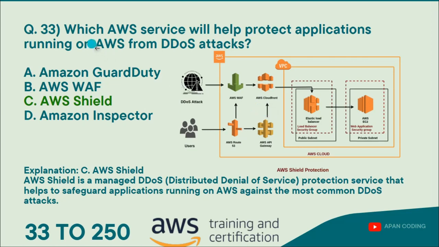So question number 33: which AWS service will help protect an application running on AWS from a DDoS attack? You know very well, friends, DDoS attack means distributed denial of service. So what will be the answer?